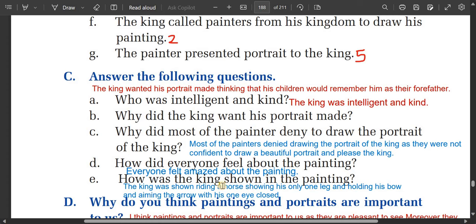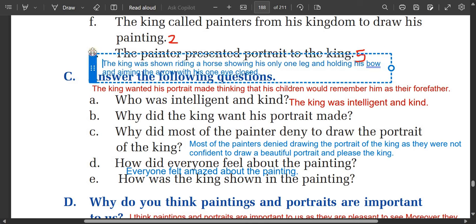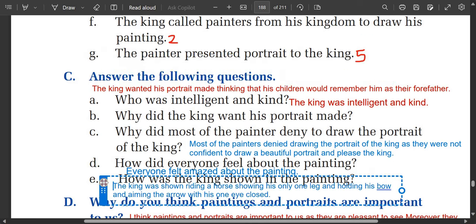Now E, how was the king shown in the painting? The king was shown riding a horse, showing his only one leg and holding his bow and aiming the arrow with his one eye closed. This is very nice. So this is the answer to question number E. Yes, the king was shown riding a horse, showing only one leg and holding his bow and aiming.